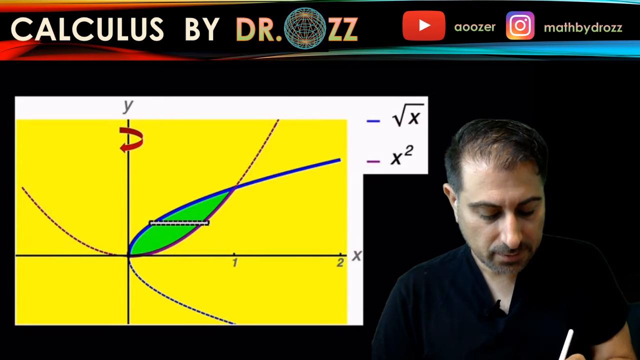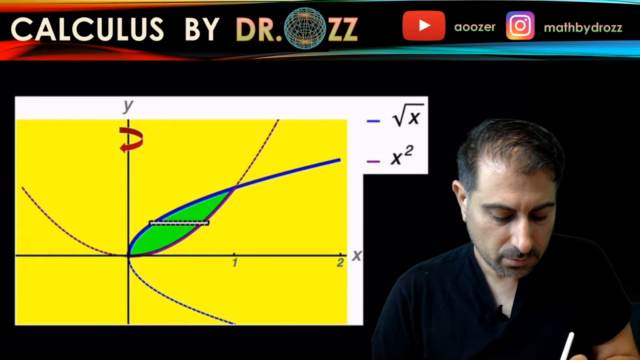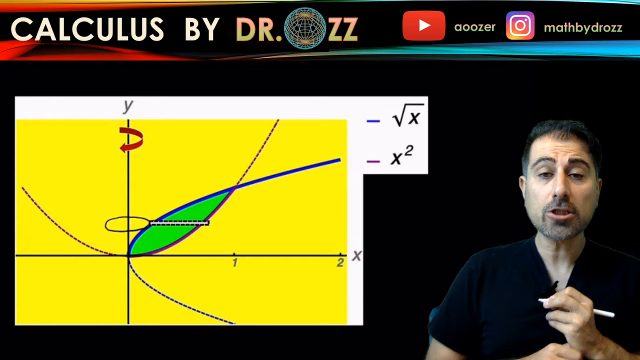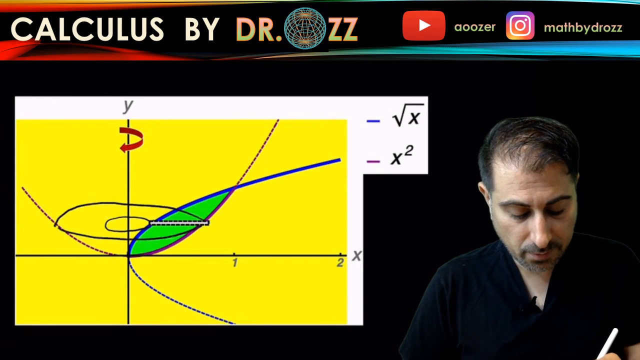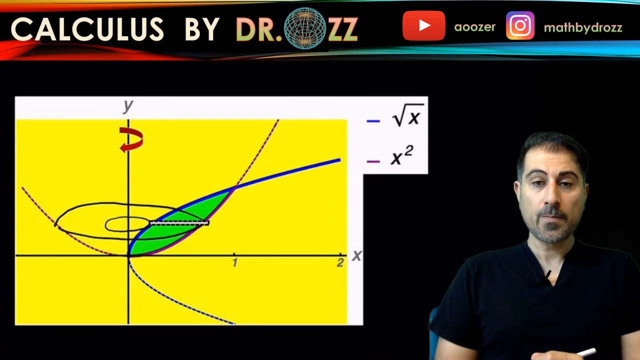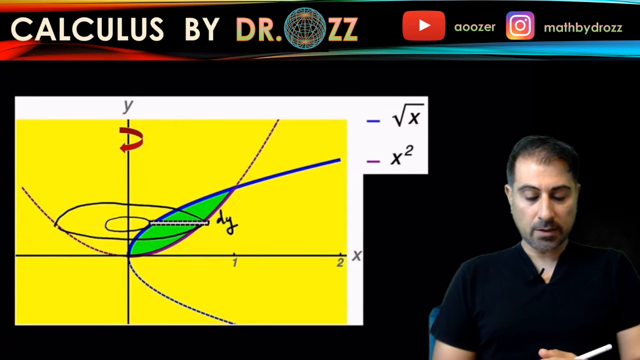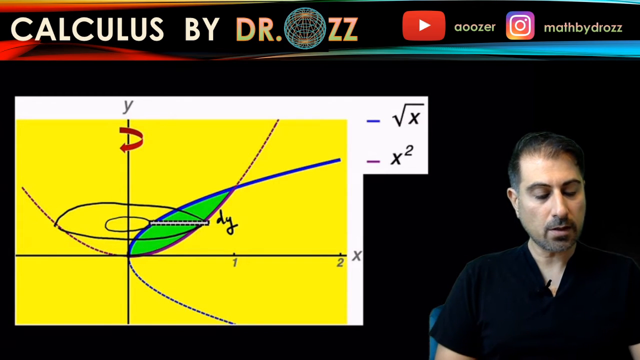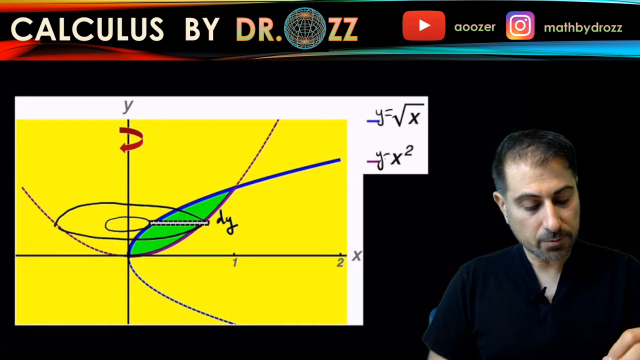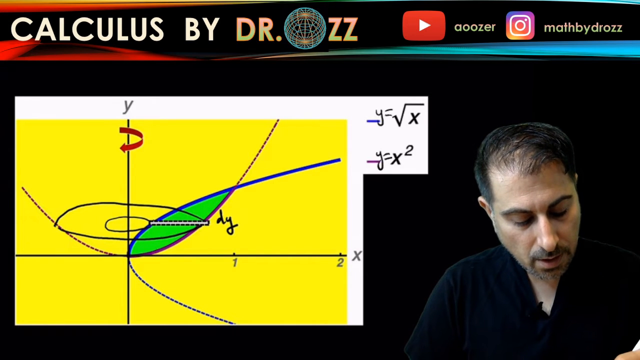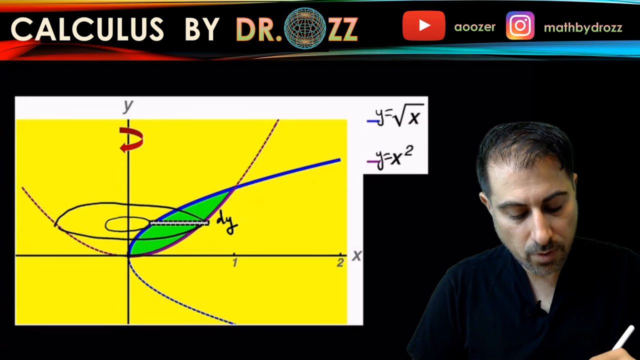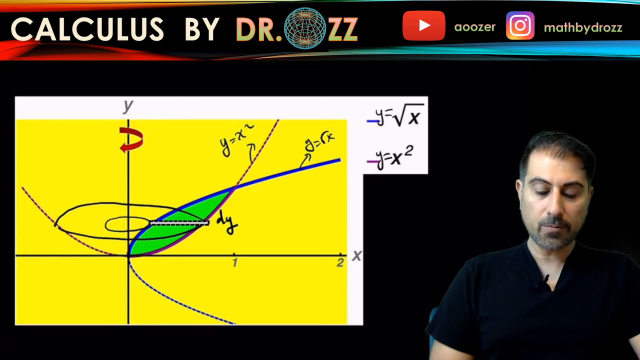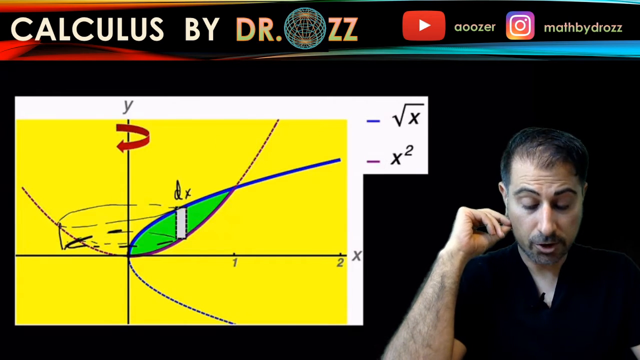This is my representative slice, and if I revolve this around, I'm going to get a washer. And this comes with thickness dy. I'm going to find the volume of the representative washer written in terms of y. So this is y equals x squared and y equals radical x. Let me just write those down here. So this is y equals radical x, and this is y equals x squared. So let's start with the shell method.